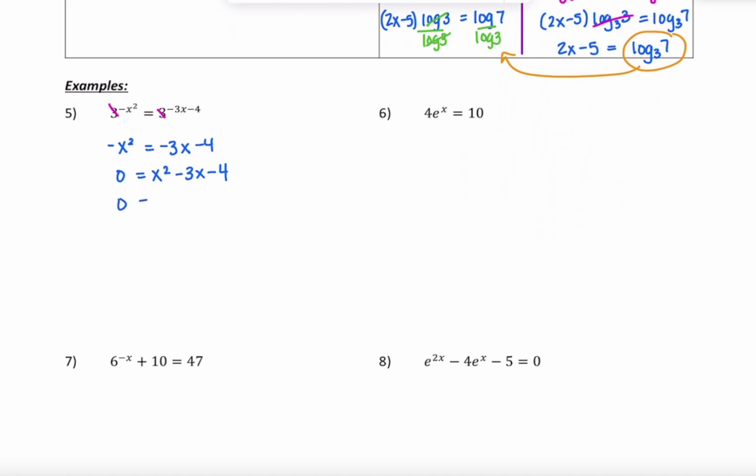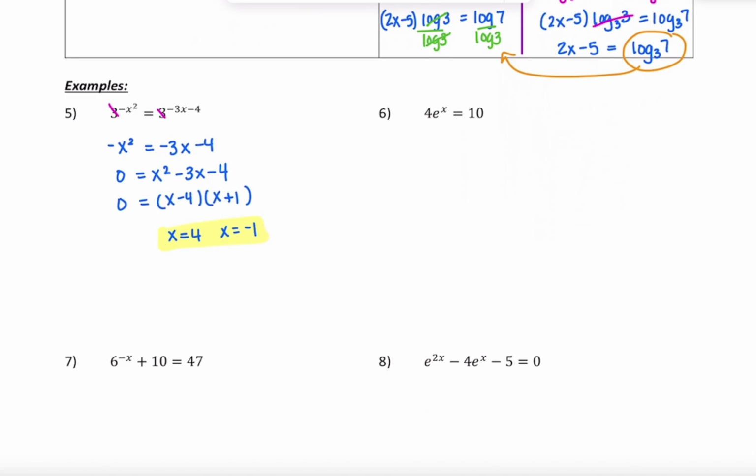And so factoring, that's going to give us x minus 4, x plus 1. So x equals 4, or x equals negative 1, and they are both valid answers. No restrictions for what an exponent can be.